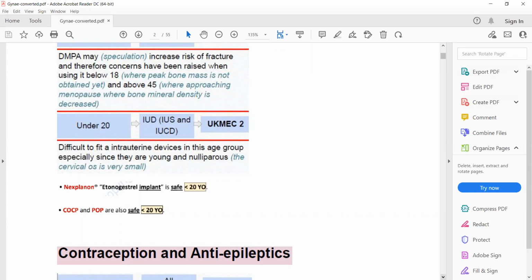Is it long-term? It is included in the short-term category. Okay. Short-term, if the patient is looking to get pregnant within a year or after a year.